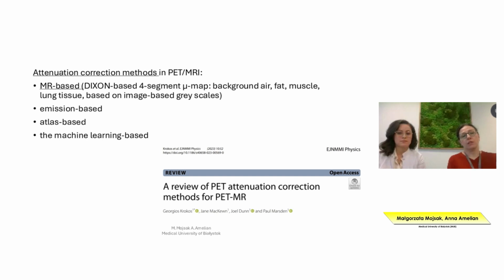It seems that it is also not the best way, but the best method that has been proved efficient is the machine-learning-based methodology. So it means that our apparatus, our scanners should get the knowledge; the machine should learn what type of attenuation correction method should be applied in a specific case.